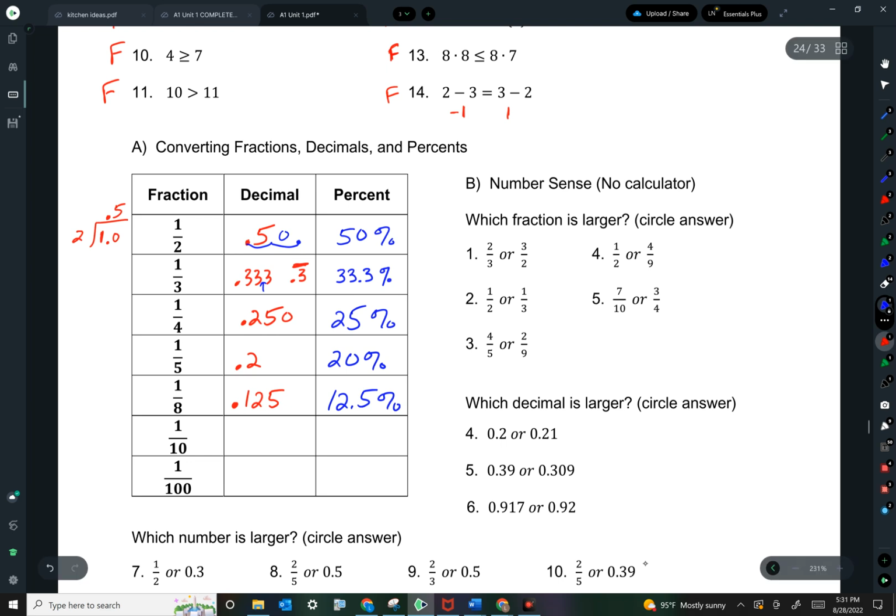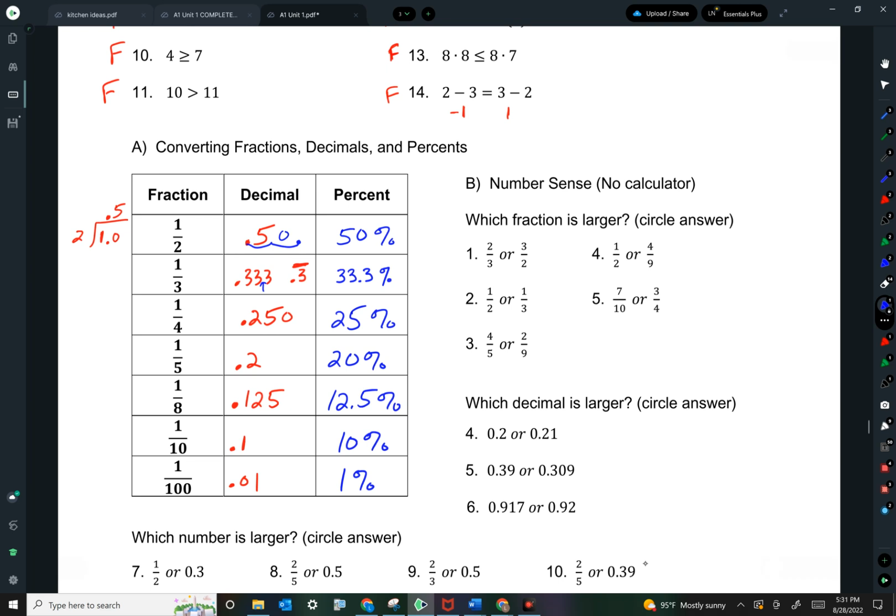1/10, I'm hoping that a lot of you remember 1/10 is just 0.1. Again, move it 2 places to the right, and that would be 10%. And then 1/100th, you may recall, is 0.01, which, if you move it 2 places to the right, would be 1%. Percent is based out of 100, so 1/100 is 1%.